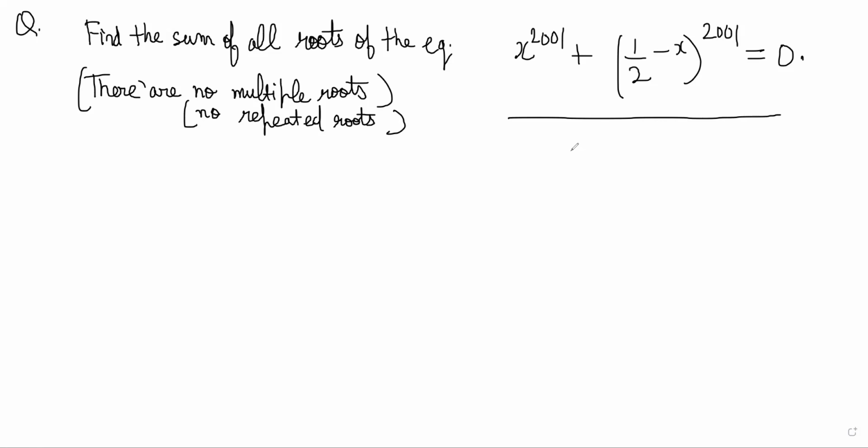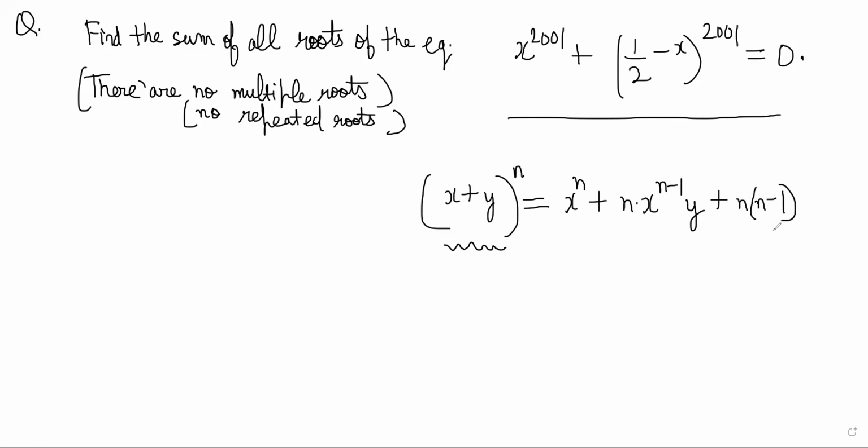So in order to solve this easily, you need to be aware of binomial theorem. Does anybody know binomial theorem? Yes, sir. No, sir. Anyone who doesn't know? If you have this, binomial theorem is a way to expand this. So you can write it as x power n plus n times x power n minus 1 into y plus n into n minus 1 by 1 into 2 x power n minus 2 into y square and so on, till n x y power n minus 1 plus y power n.